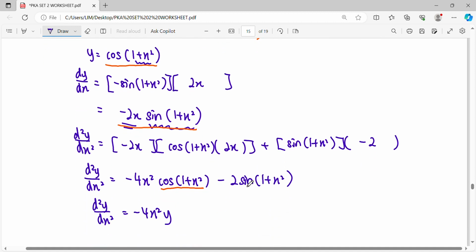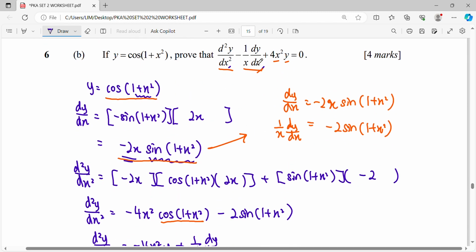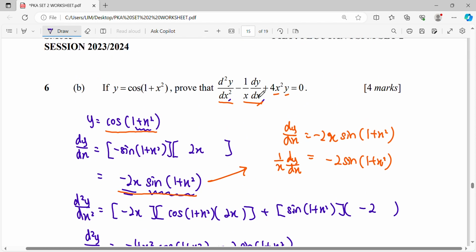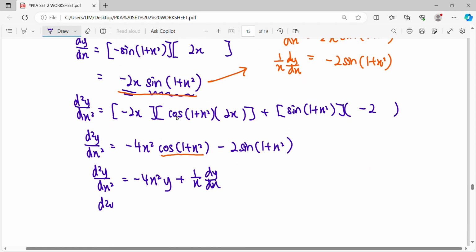So another part here, 2 sine x. From the first derivative answer, we know that dy dx is equal to negative 2x sine (1 plus x squared). So what we need here is negative 2 sine (1 plus x squared). The x here, we will move back to the left hand side. It will be equal to 1 over x dy dx. As you can see, we are getting nearly to the question. The dy dx term already appears, and the y term also appears. So what we need to do now is just move everything to the left hand side to achieve the equation.